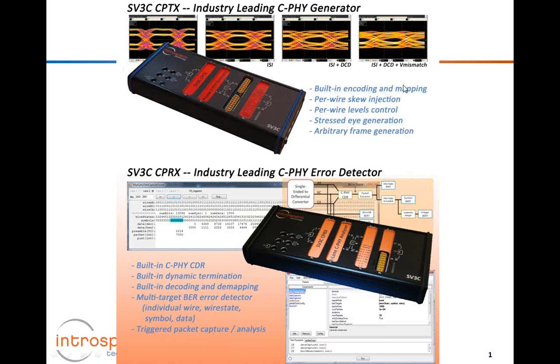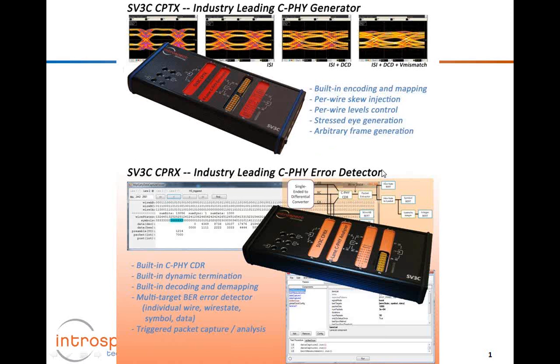And the system is able to produce stressed eyes, basically for receiver testing, as well as any frame video data, so packets that contain complete video pixels in them. The analyzer is shown on the bottom side here. It's called the SV3C CPRX, and it's a capture tool as well as an error detector.